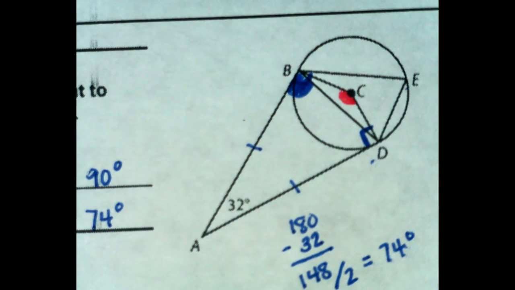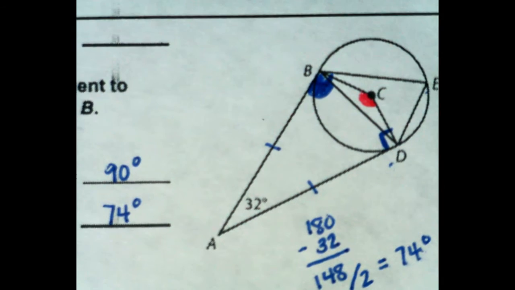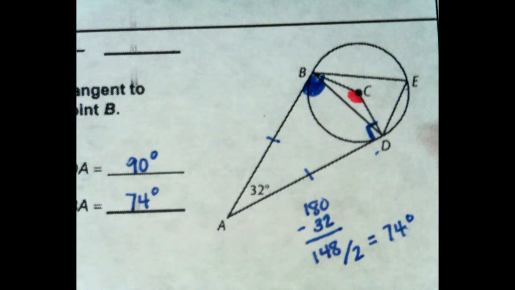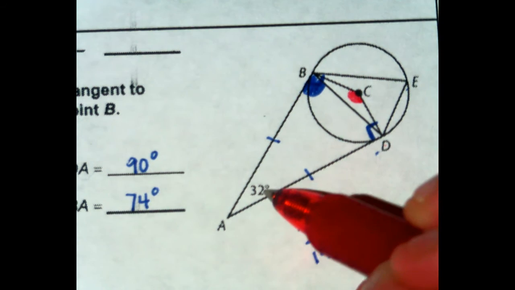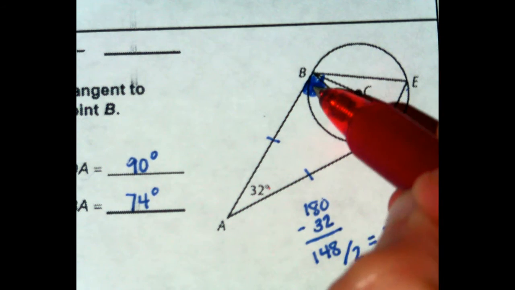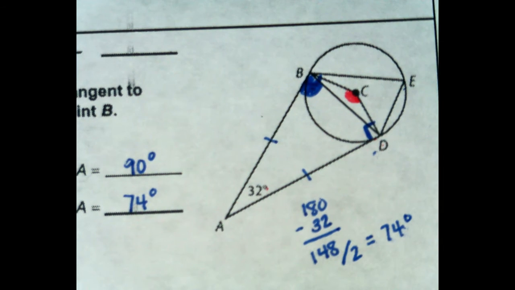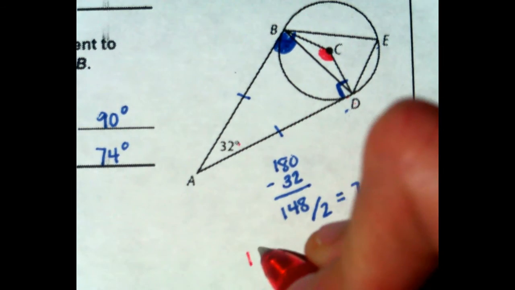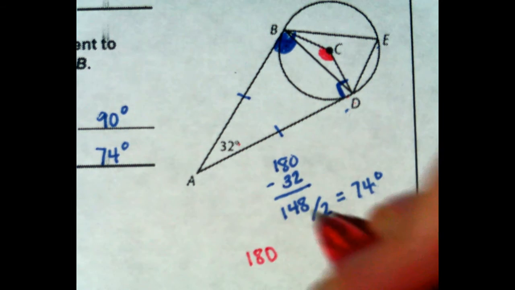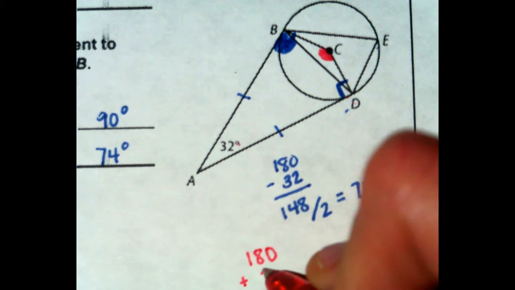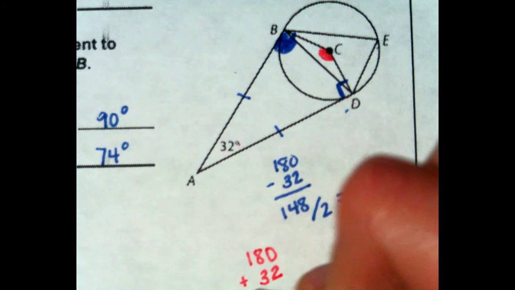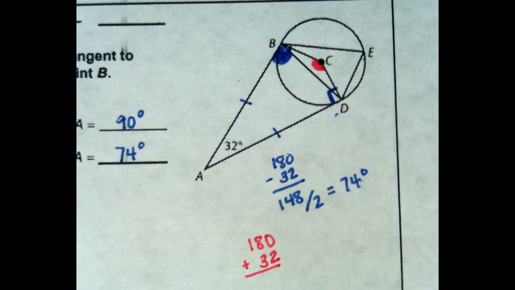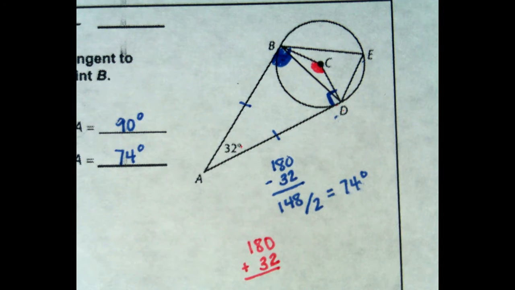Alright, now let's do the other two. Let's do BCD first. So angle BCD, I know this is 32. I know these two are 90. How many degrees are there in a quadrilateral? Okay, so 90 plus 90 is 180. Plus 32. What's 180? Yep. You're right, I don't have to do 180 plus 32. Why?